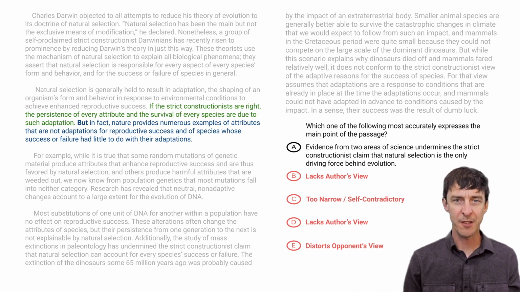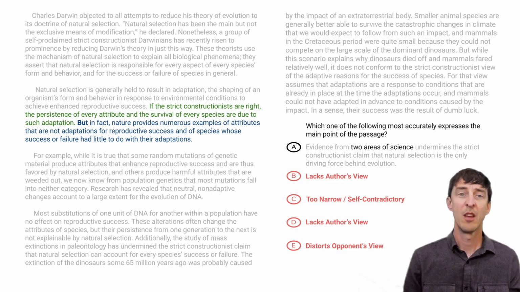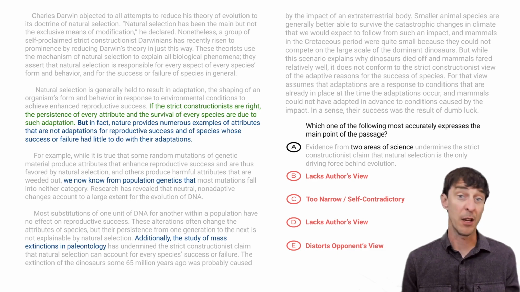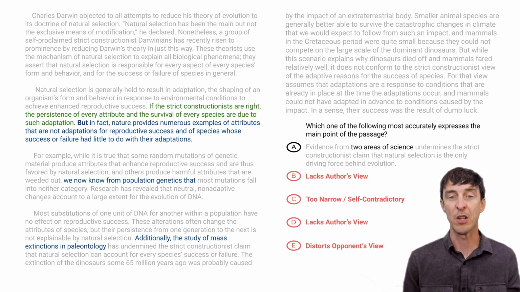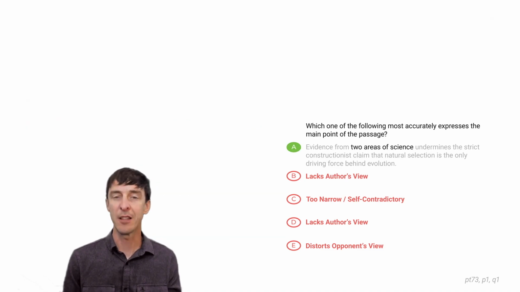All right, so it looks like A is our best contender. We just got to make peace with the idea of two areas of science. Well, the first chunk comes from population genetics, and the second one comes from paleontology. So I guess there were two different areas of science. Sign me up for a hefty slice of choice A.